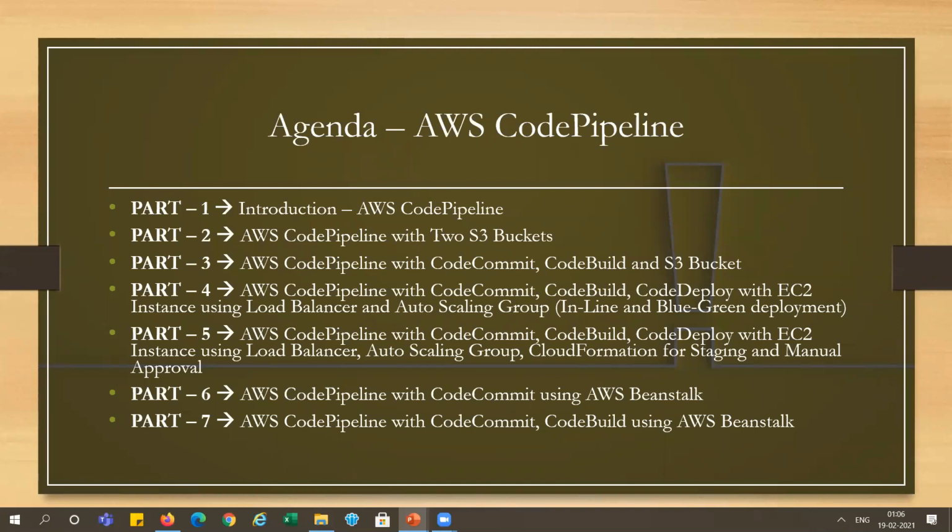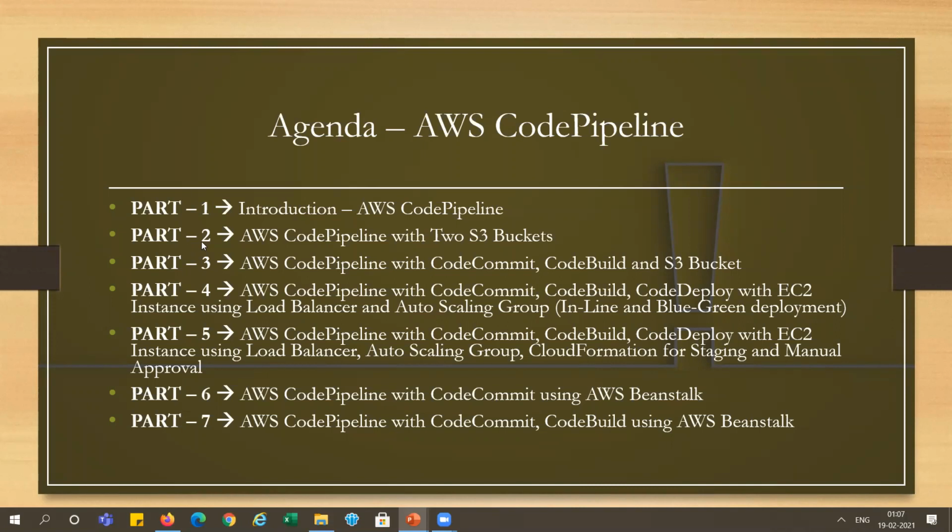So, the agenda for this introduction: in part 1, we cover the introduction to AWS CodePipeline. This is the introduction video. I have divided the major demo into smaller portions. You can see the major portion is part 5. It includes everything, but I've divided it into multiple portions so the steps are easy to understand step by step.